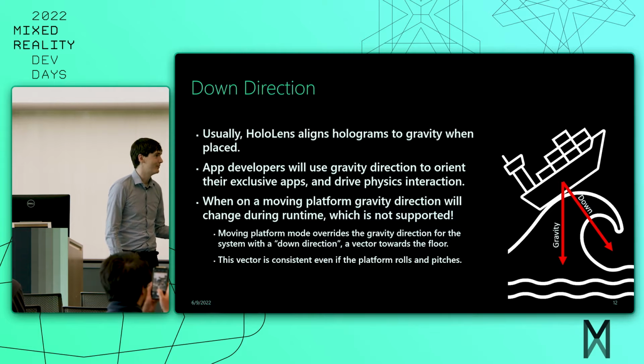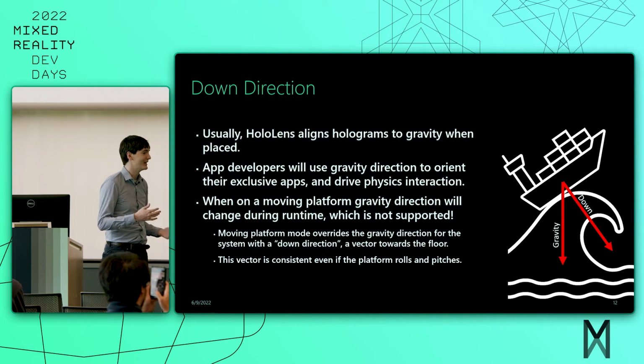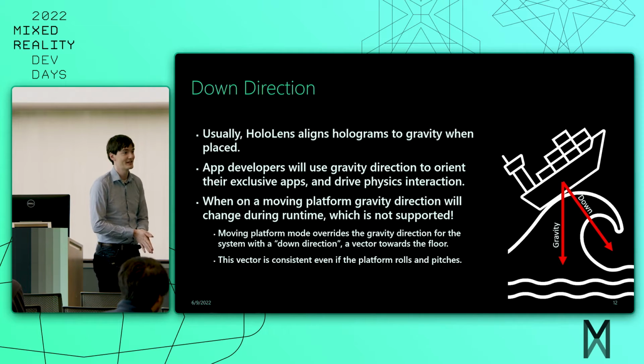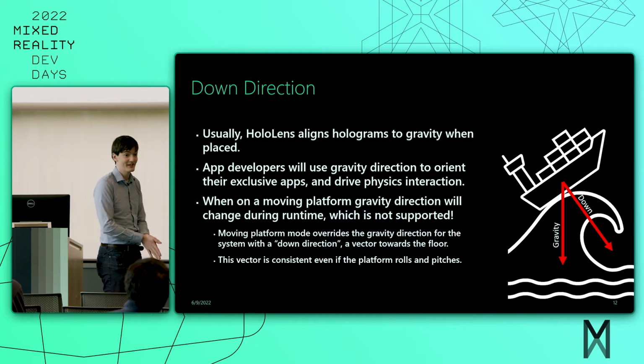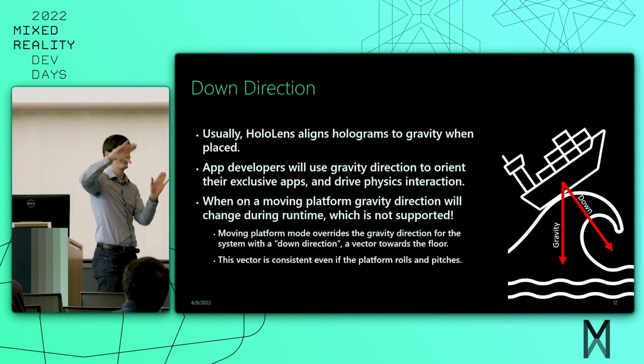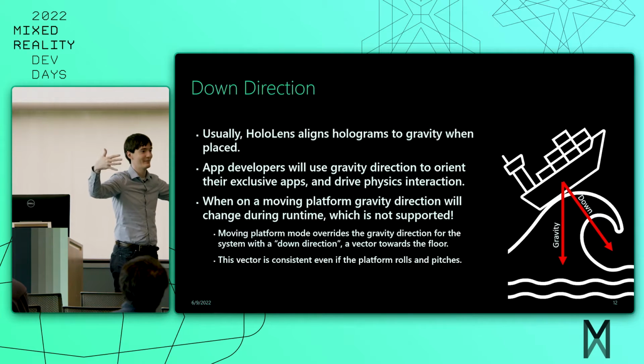But in a moving platform, this isn't really a good way of doing it, because our system has some kind of caching that goes on that kind of fixes the down direction, because it wants to give UI a consistent down direction. So for example, when you launch an app, the slate will be aligned to gravity usually. But if you did that on the boat, every time you swung on the wave, your window would come up on a different orientation and be fixed there forever, because once it's placed, it gets anchored.